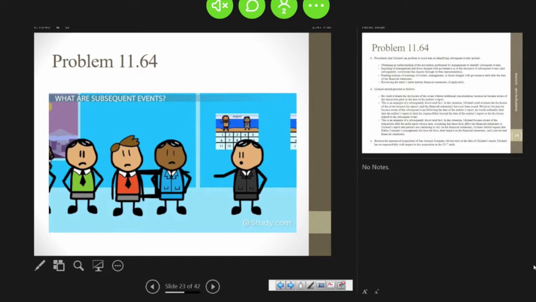You adjust if the condition existed as of the balance sheet date, right? If the balance sheet date is 12/31, that acquisition is not a condition that existed, right? They might have been talking, but you don't acquire the company until you acquire the company, right? So in that case, it would be a type 2. So you would disclose it.